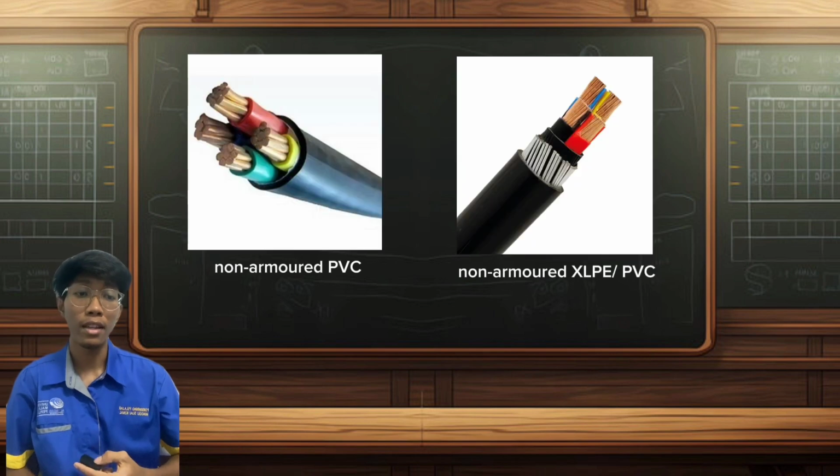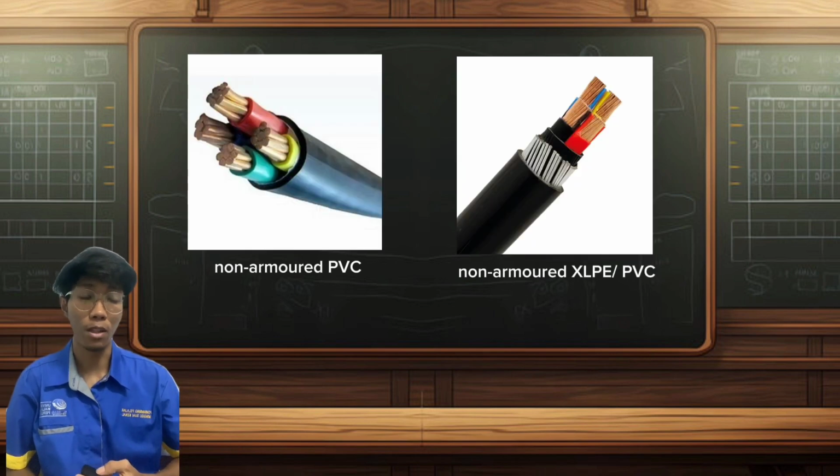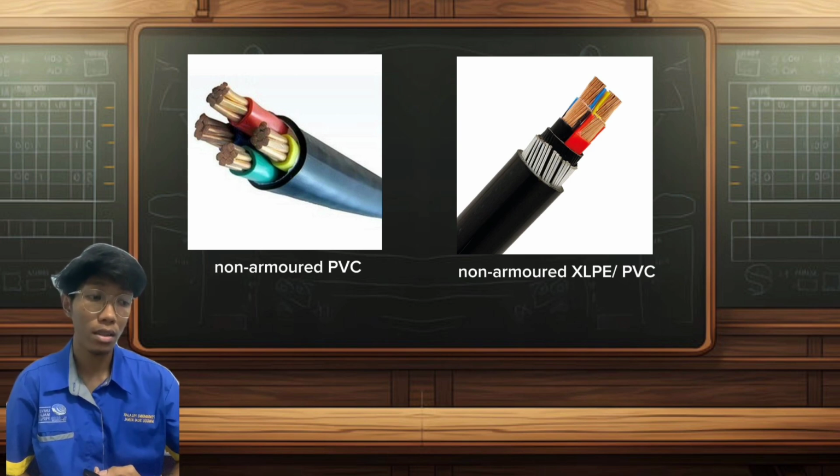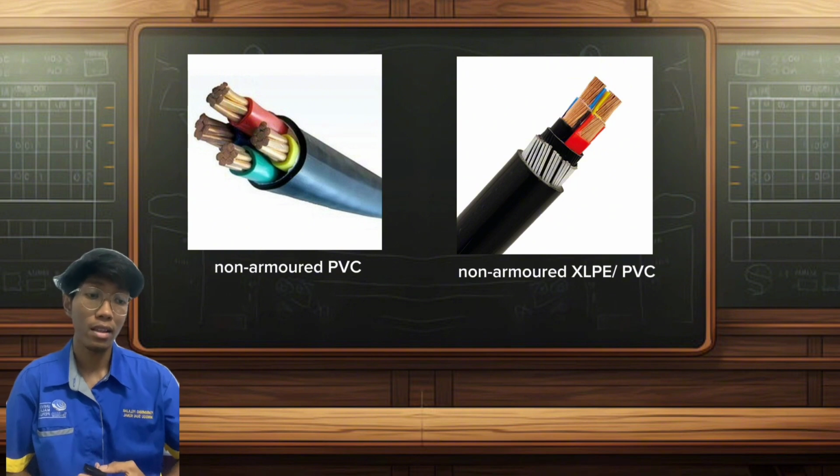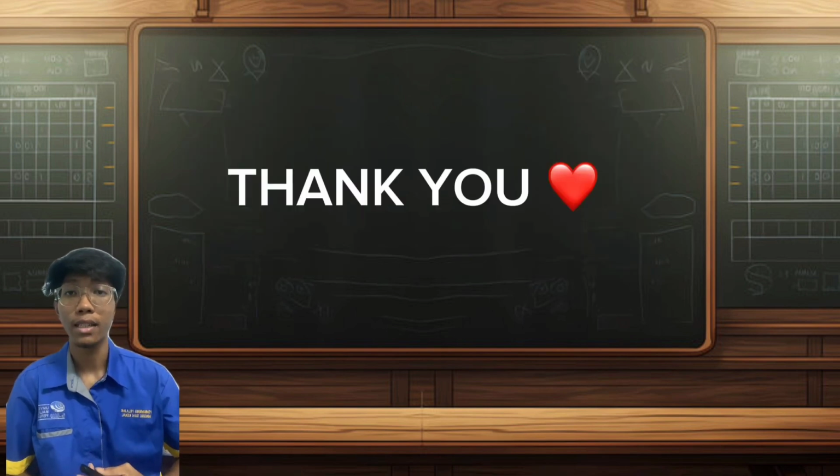We choose non-armor PVC 25 mm cable for its ease of installation and lightweight properties. As for the non-armor SLPE PVC 70 mm cable, it was selected because of its suitability for high voltage application, as well as its waterproof and crack resistant features, which are highly suitable for supplying the load from the main switchboards. That's all from me.